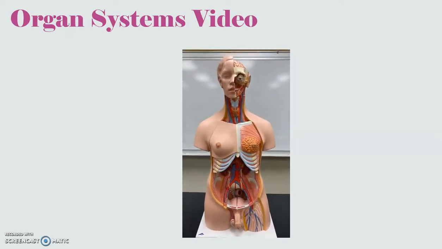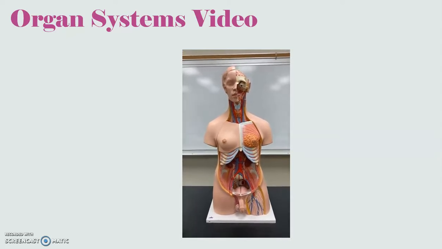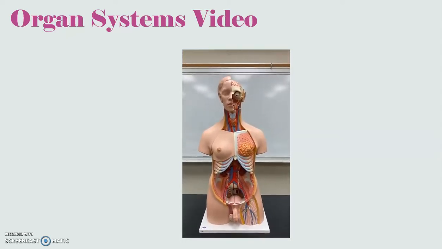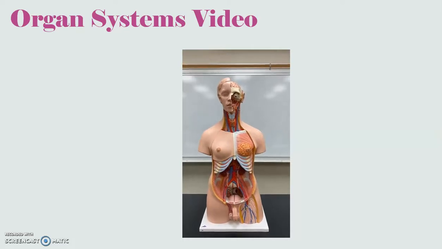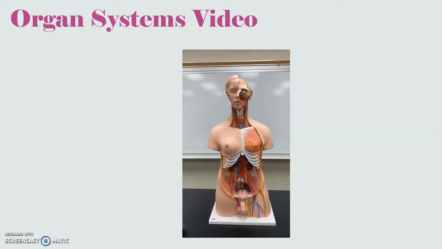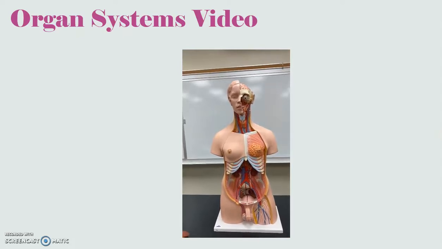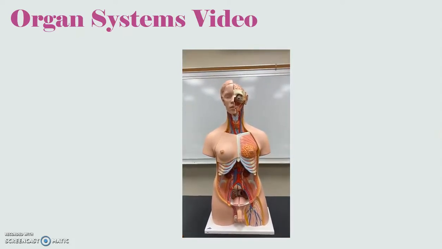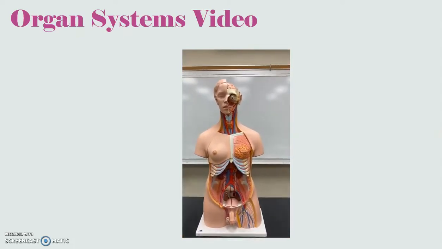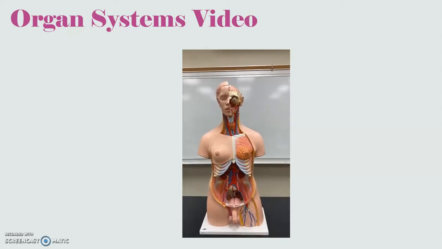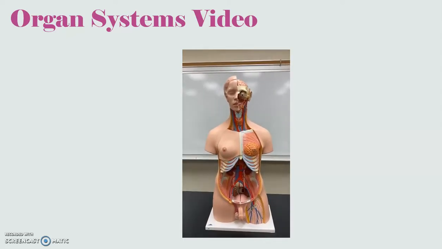So we have discussed our integumentary system, the skeletal system, the muscular system, the cardiovascular system, the endocrine system, the respiratory system, the reproductive system, the digestive system, the urinary system, and lastly, the immune system. Okay, so those are the 11 systems of the human body.